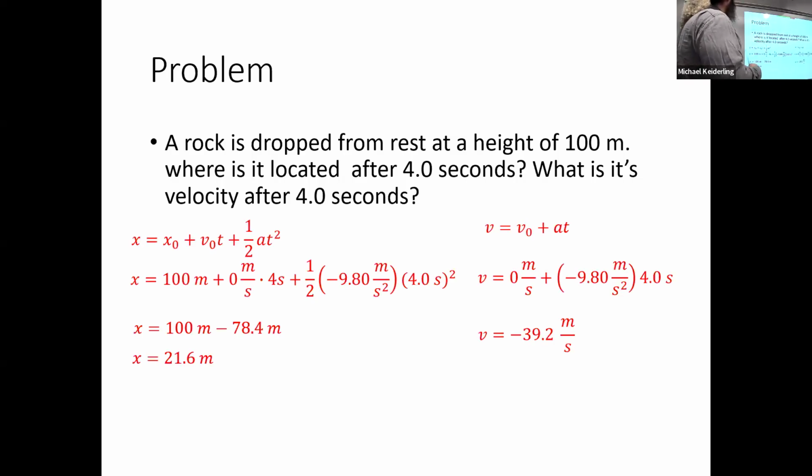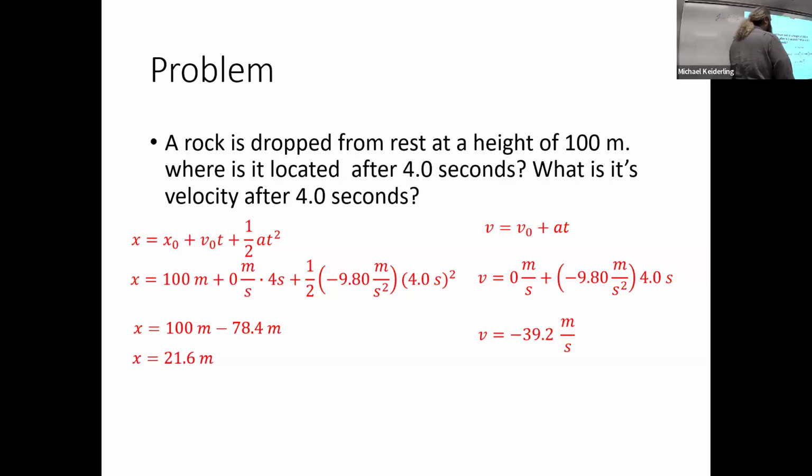So this is the solution. I'll walk through it. We want to find its position. Its position is its initial position plus its initial velocity times time plus 1/2 its acceleration times time squared. Its initial position is 100 meters.